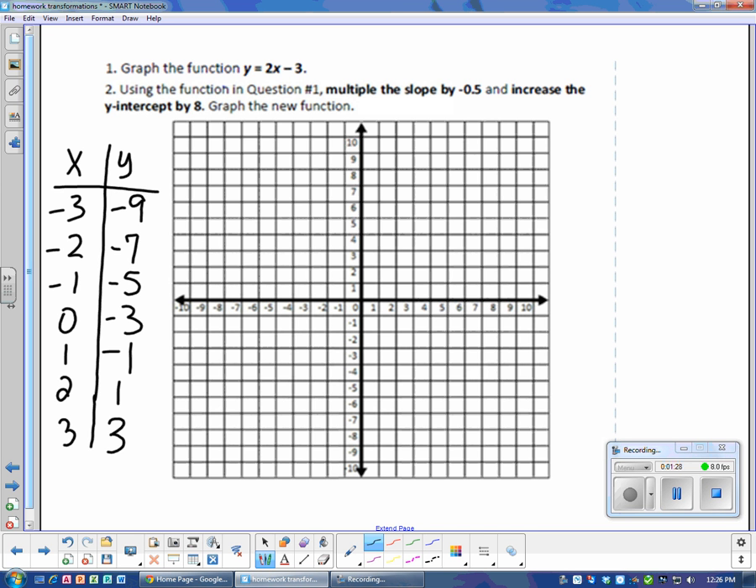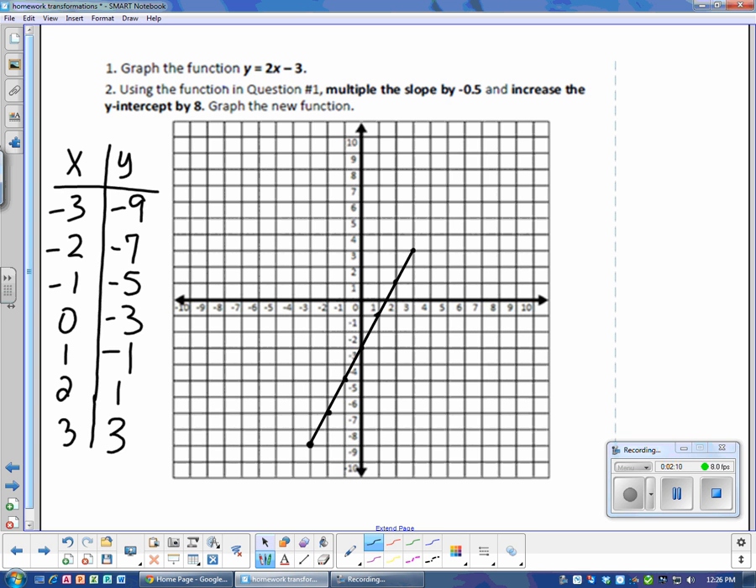So now I go -3 to -9. -2, -7. -1, -5. 0, -3. 1, -1. 2, 1. 3, 3. So I can construct my line connecting all of my dots as such.